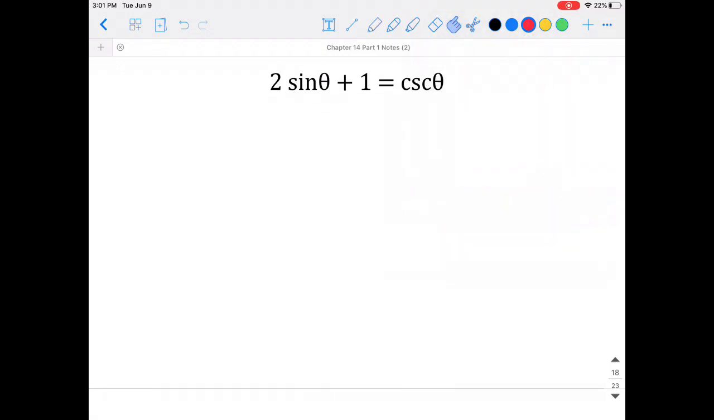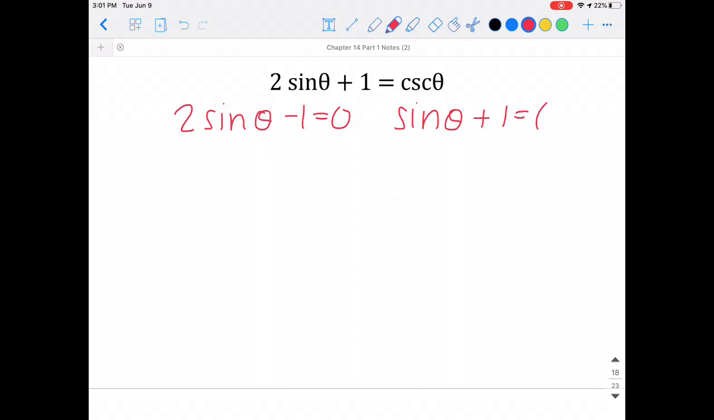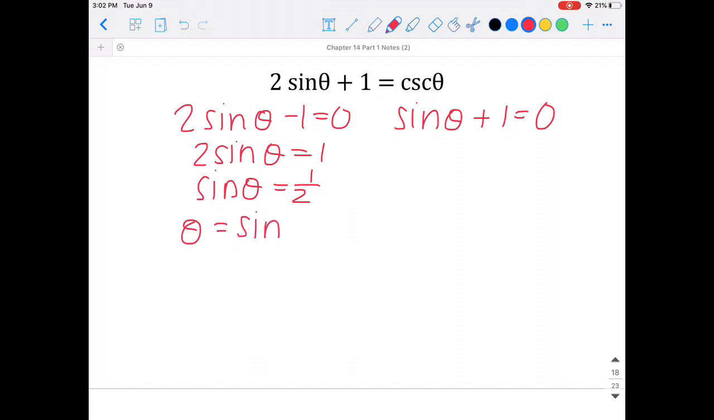So now we are solving. Again, we have 2 sine theta minus 1 equals 0, and sine theta plus 1 equals 0. We're going to try and solve for theta because we need an equation that's going to represent our angle. So in our equation to the left, we're going to add 1 to both sides. So we have 2 sine of theta equals positive 1. Divide both sides by 2, and we're left with sine theta equals 1/2. We're solving for our angle, or theta, so we need to get rid of that sine. So we're going to have theta equals inverse sine of positive 1/2. So that's our equation that represents the angle.